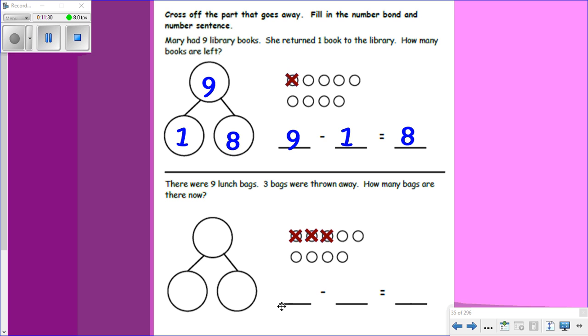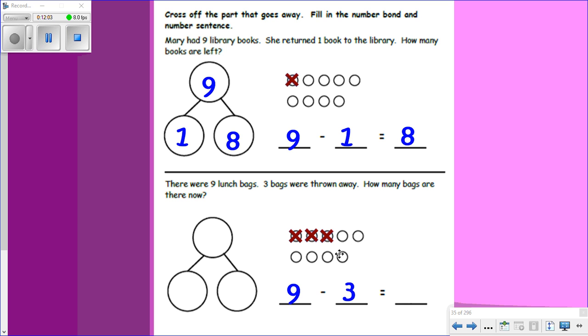Alrighty, let's move on to the equation. Our whole amount needs to be the starting number for a subtraction sentence. 9 minus. 9 was our whole amount. 9 minus. How many now were thrown away? How many are X'd out? That's what comes right after the minus, is the amount that disappeared, thrown away, whatever it might be. That's 3. Equals, now we look and see what is left.